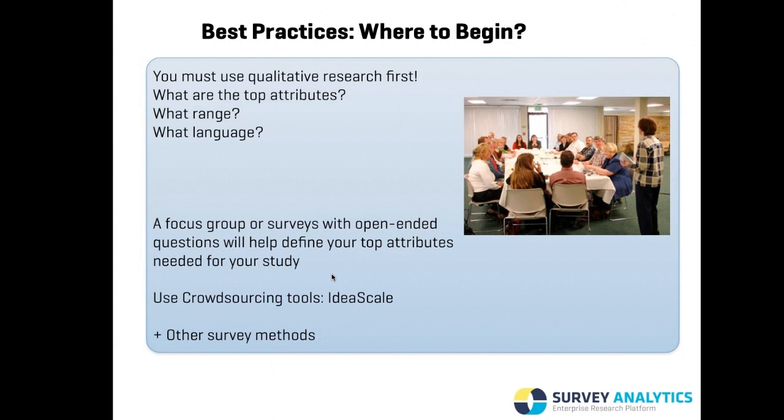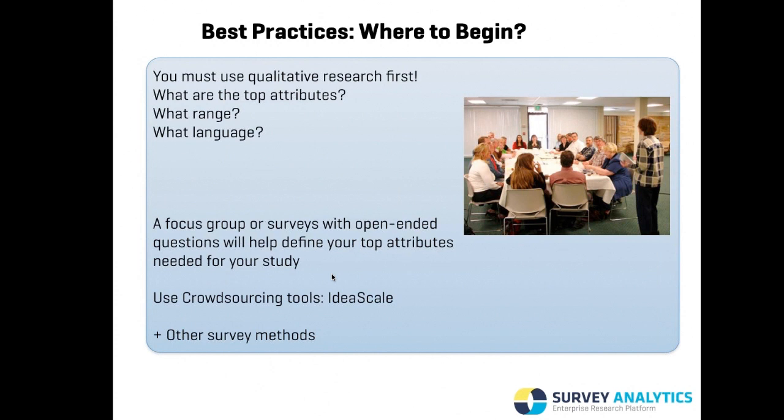Ask them, what are the top attributes, and what kind of ranges, what kind of language do you want to use, and this will help you with determining the kind of people you'd like to target for your conjoint. Using things like focus groups or surveys with open-ended questions will help define what your top attributes are that you need for your study. Again, we want to stay away from the kitchen sink and use this opportunity to really get down and define what these top features you would like to use.